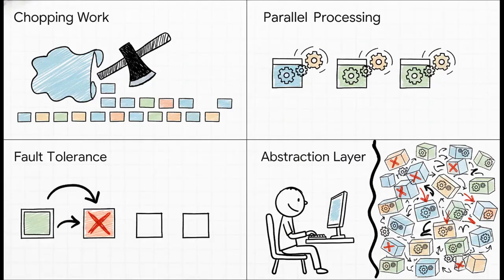You know, the core ideas here are almost deceptively simple. First, you just chop up the work into tons of little manageable pieces. Then you process all those pieces at the same time. But the real magic is what happens when something breaks. Instead of the whole thing grinding to a halt, you just restart that one tiny piece. And that's the secret sauce. MapReduce creates this layer of abstraction, so the developer doesn't have to worry about all the complicated stuff like machines failing or scheduling tasks. They can just focus on their code.